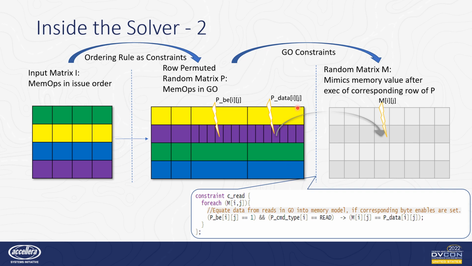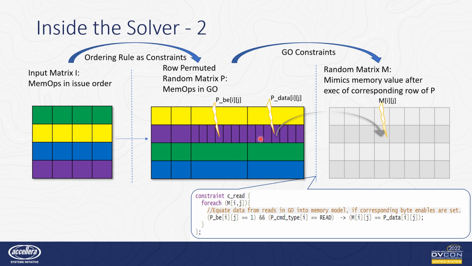But how do we write constraints to make sure that the rows of P are indeed in global order? This would have been a very trivial problem to solve if all the rows in P were memops with single-byte reads or writes, because in that case, the property for global order would be: if row i of P is a read, then it would just get the data from row i minus 1 of P. And it doesn't matter if row i minus 1 of P is a read or write, this property would hold. And this is a property which is very easy to code in SystemVerilog.